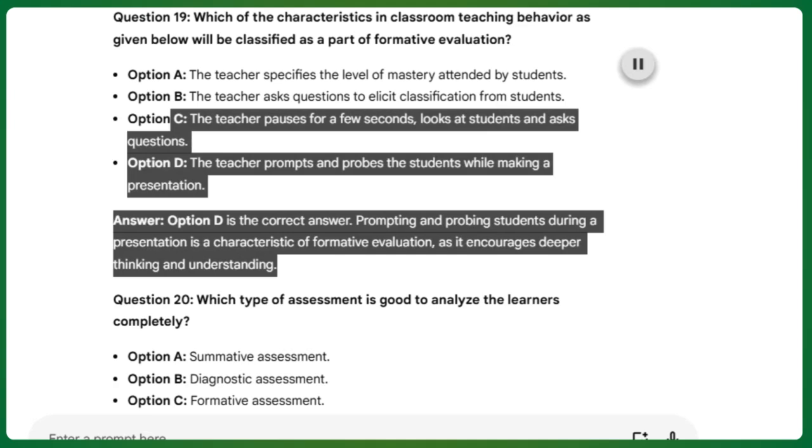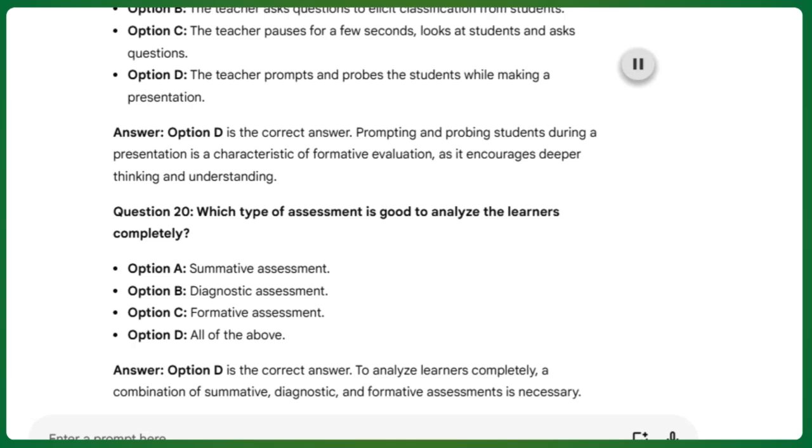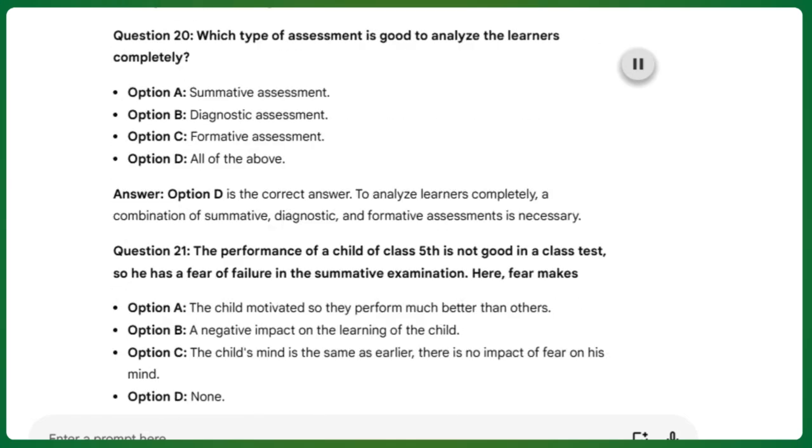Answer. Option D is the correct answer. Prompting and probing students during a presentation is a characteristic of formative evaluation, as it encourages deeper thinking and understanding. Question 20. Which type of assessment is good to analyze the learners completely?